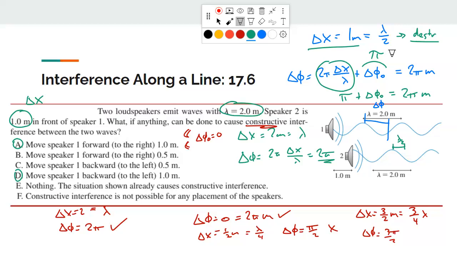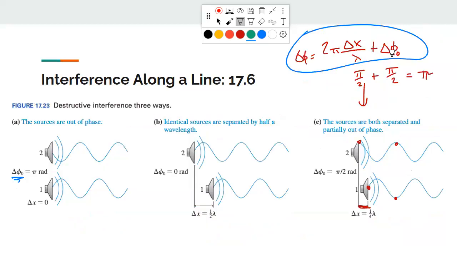So delta phi naught, I maybe didn't emphasize this enough. Delta phi naught is the difference in the phase as the wave leaves each of the speakers, whereas delta phi includes that delta phi naught, but it also has the interference due to the fact that the speakers are at different locations along the line.